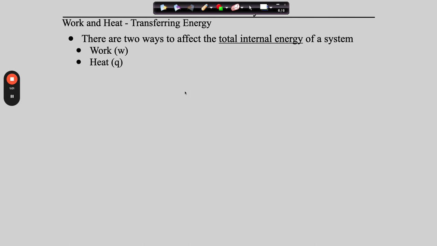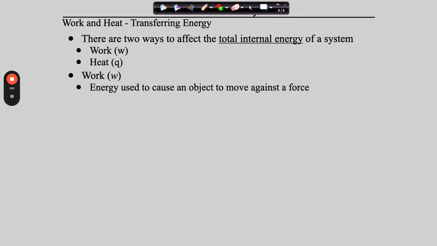All right. So, guys, let's define this. What is work? Work is energy used to cause an object to move against a force. So what is a force? A force is any kind of push or pull exerted on an object. Done and dusted. All right, so guys, you ready? Work requires two things, movement and resistance.